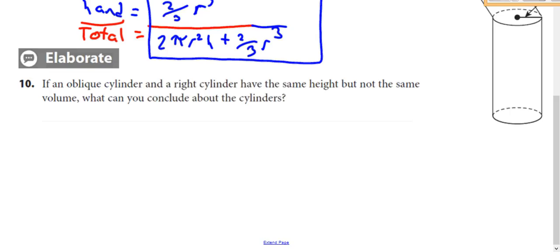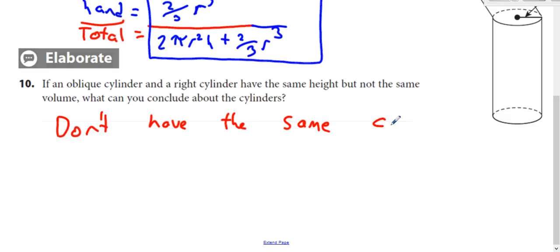If an oblique cylinder and a right cylinder have the same height but not the same volume, what can you conclude about the cylinders? So Cavalieri's principle says that if they have the same height and the same cross-section area, then they have the same volume. So here they have the same height. They don't have the same volume, which means they don't have the same cross-section area. So that means the circle for one of the cylinders is larger than the other one.